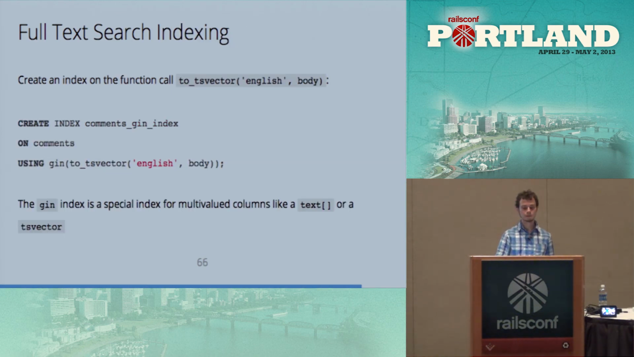Now, you don't need a full text search index to do searches in Postgres, but it's going to make it a lot faster. And you always want things to be faster, don't you? So what we can do is we can create an index on the function call, to_tsvector English, on the call which is the call that we were doing to prepare our search content. And then we can use a GIN index. This is a special type of index that Postgres uses for multi-value columns like text arrays or tsvectors.